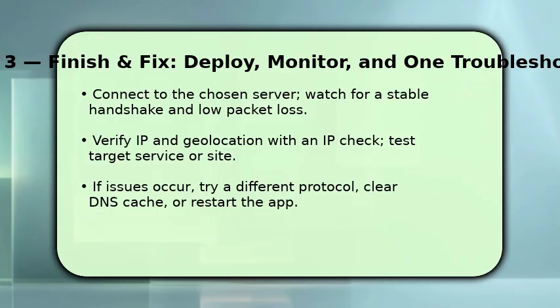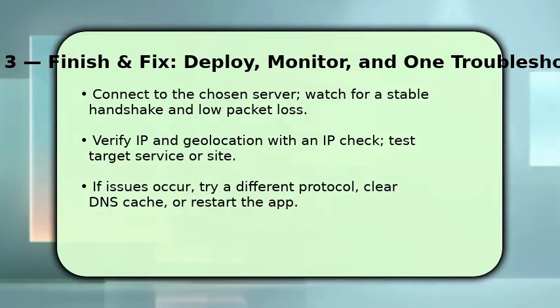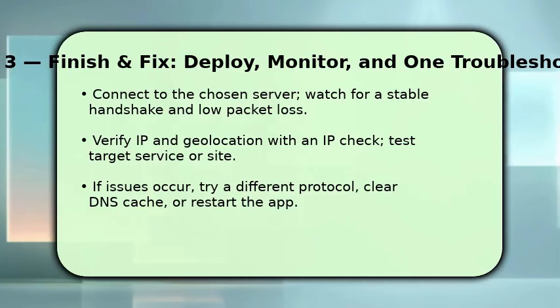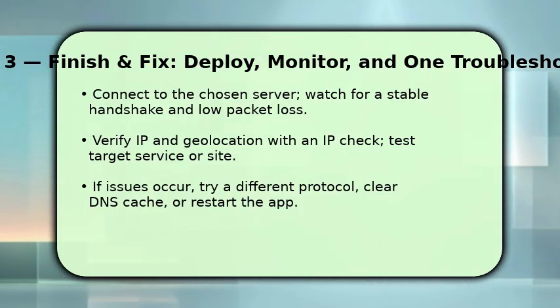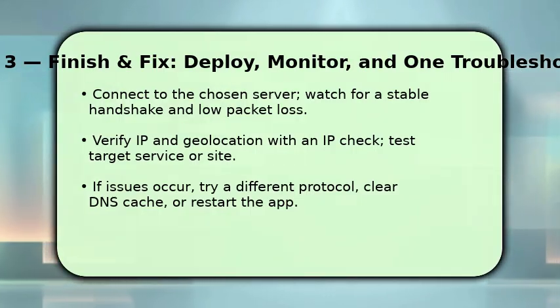you needed to reach. If content still shows your original location, clear your system DNS cache, restart the VPN app, or switch protocols. TCP for reliability, UDP, or WireGuard for speed. If none of that works, try another nearby server. Often the simplest swap fixes routing errors.